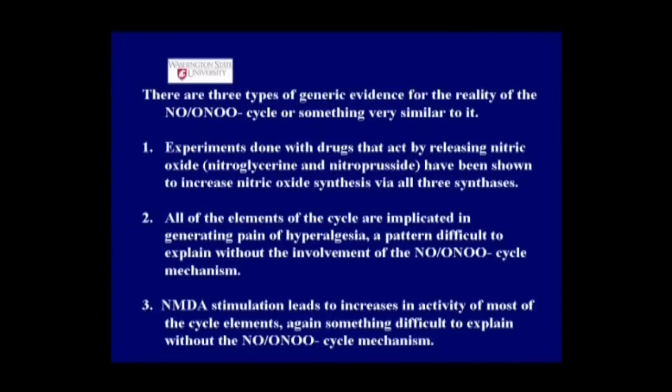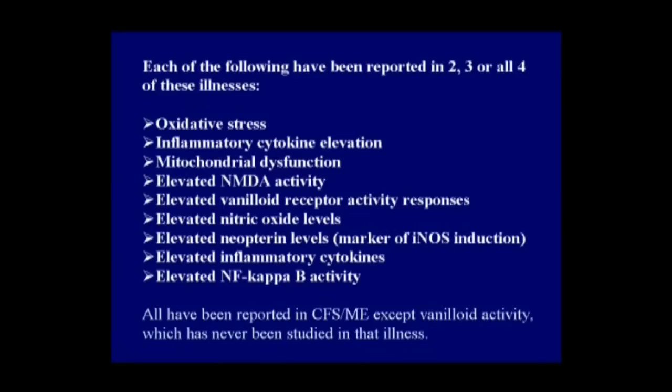There are three types of generic evidence for the reality of the NO/ONOO- cycle, or something very similar to it. These three are discussed in my book. I don't really have time to talk about them here, but they exist, and you might look at the book and read about them. Each of the following have been reported in 2 or 3 or 4 of the multi-system illnesses that I talked about earlier. Okay. So these are all different aspects of the NO/ONOO- cycle that we've just discussed.